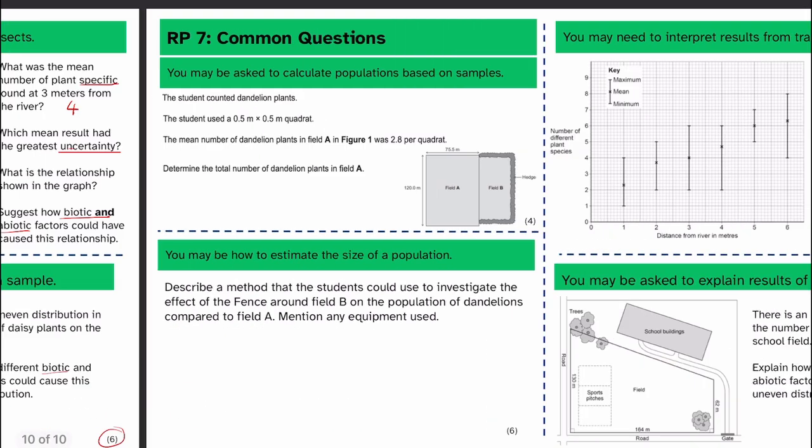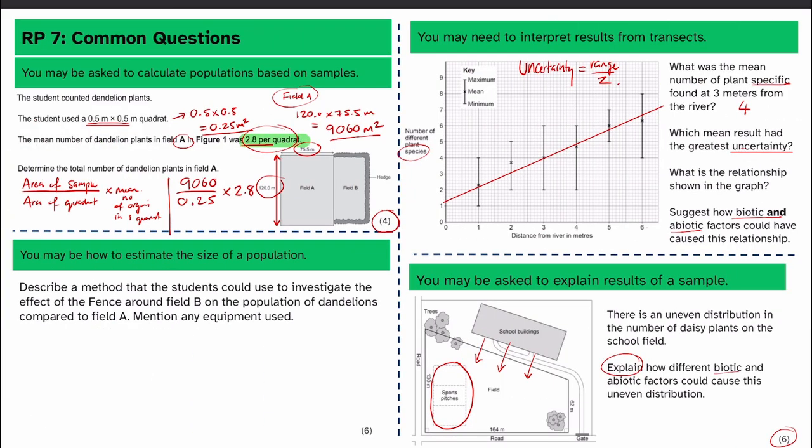Okay, that is the end of the focus on the required practicals. It took exactly an hour.